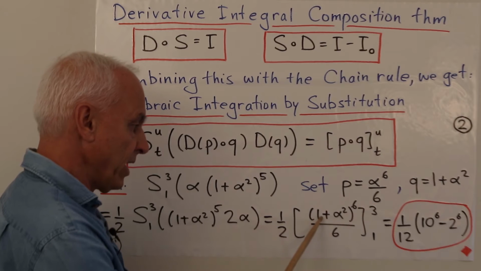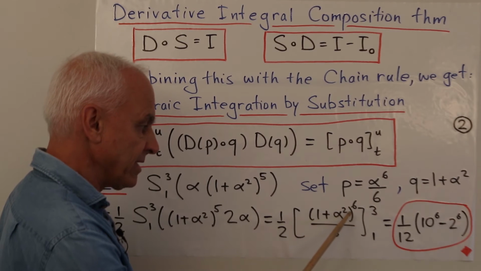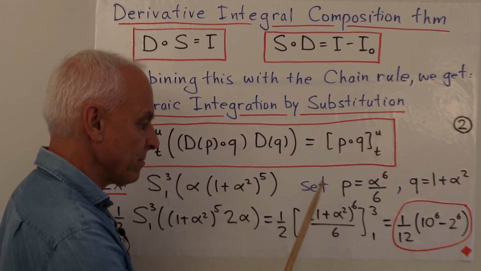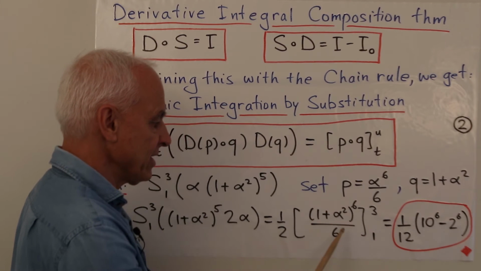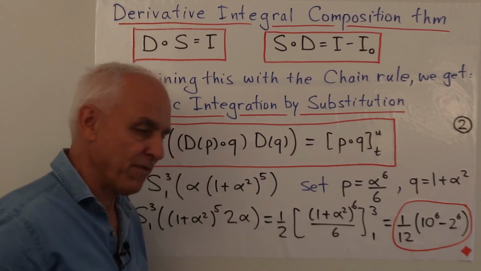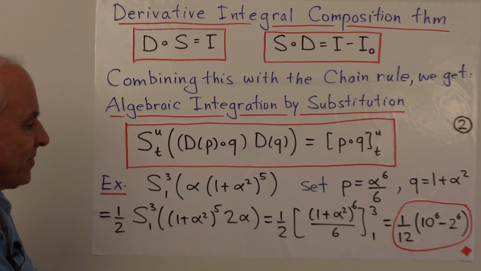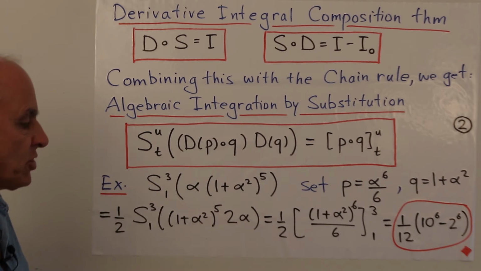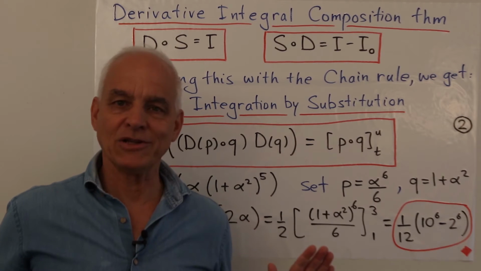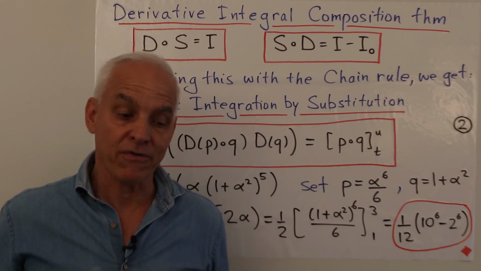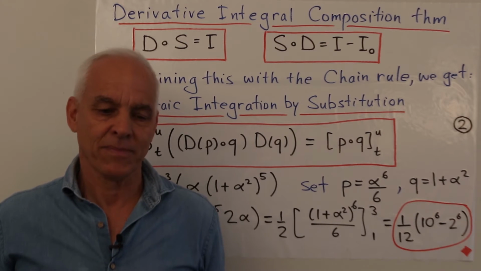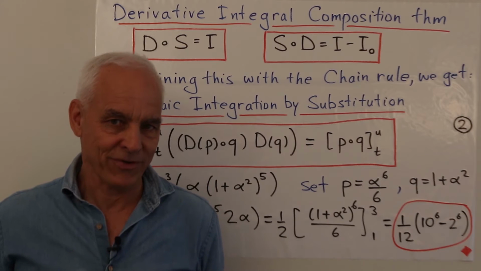We just plug in 3, we get 1 plus 9, that's 10 to the 6th, minus 1 plus 1, so that's 2 to the 6th. The 6 comes out front with a 1/12 there. That's an example of integration by substitution. And again, this is a purely algebraic thing. It's just at the level of Faulhaber integration, Faulhaber derivatives, just purely in terms of polynomials.